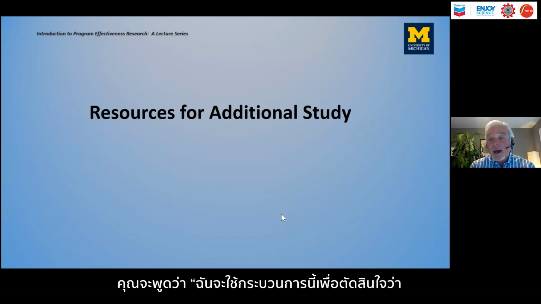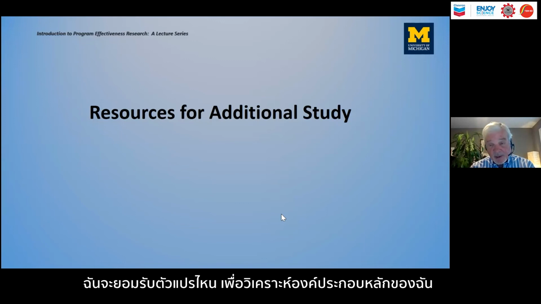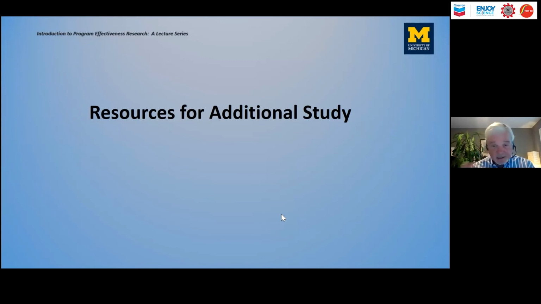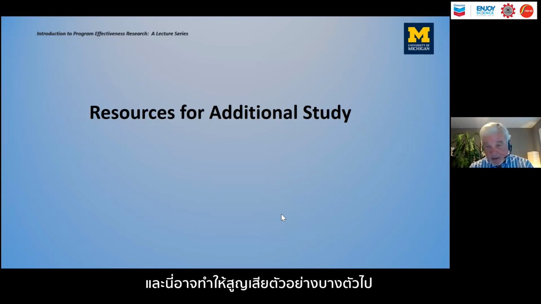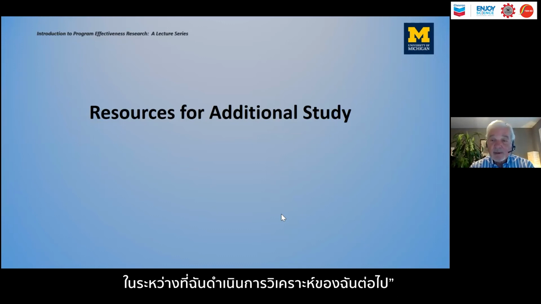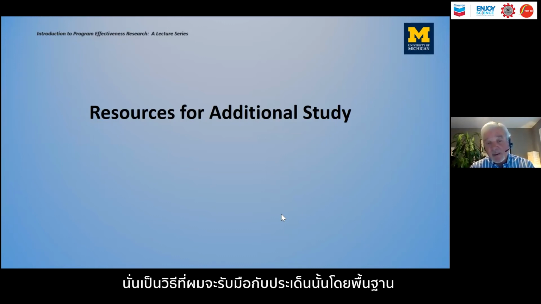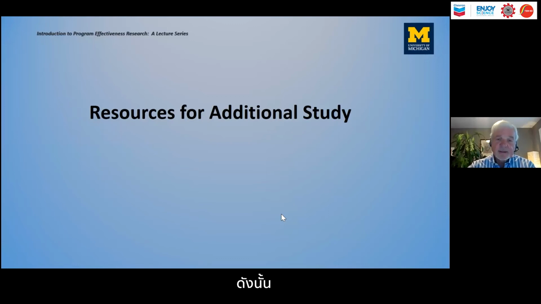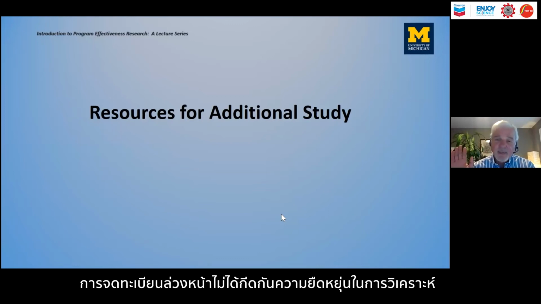You're saying, I am going to use this procedure to determine which variables I'm going to accept in my principal components analysis. And this may lead to some loss of sample. And so, I'm going to check what the consequences of that loss of sample are for me as I proceed in my analysis. That's the way I would handle that one, basically. So again, the pre-registration does not preclude flexibility in analysis.